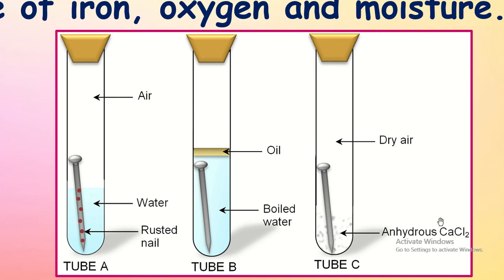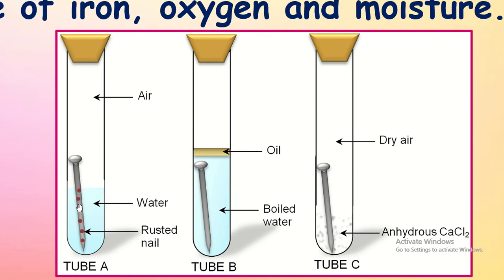Did you understand these three? The first iron nail is in contact with both air and water. The second iron nail is in contact with only water, no air. The third one is in contact with only dry air, no moisture. Now, after a certain time, after a few days, if you observe, the iron nail kept in test tube A will be rusted because it is in contact with both air and water.